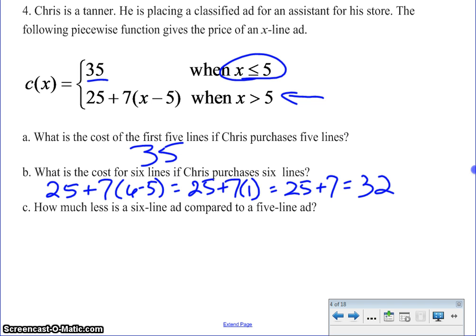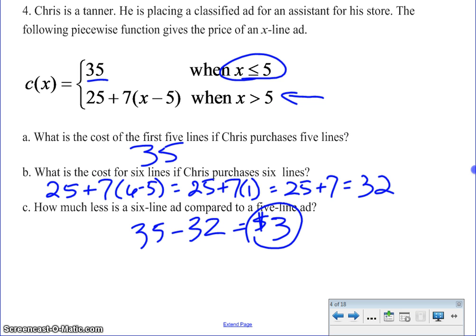The third question says, how much less is a 6-line ad compared to a 5-line ad? Well, 35 minus 32, it's a $3 difference.